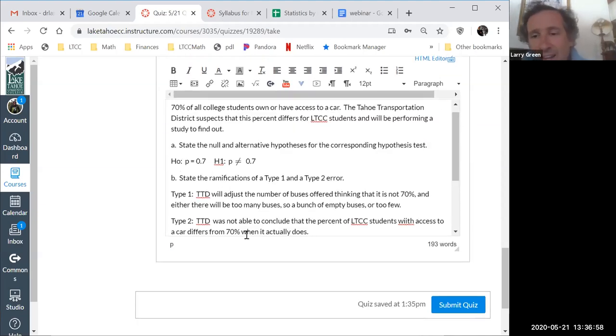So now it's kind of the opposite. So TTD is going to say, well, no problem, 70%, just like we're doing. Okay, does that make sense? Okay, because I don't see any difference in 70%, and those will go as it is, when in fact it is different. Okay, so no adjustments will be made on the number of buses.